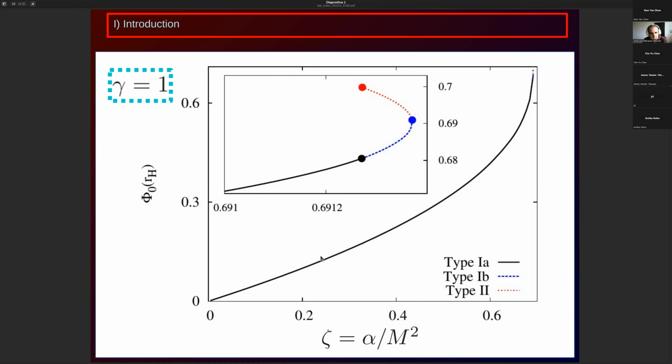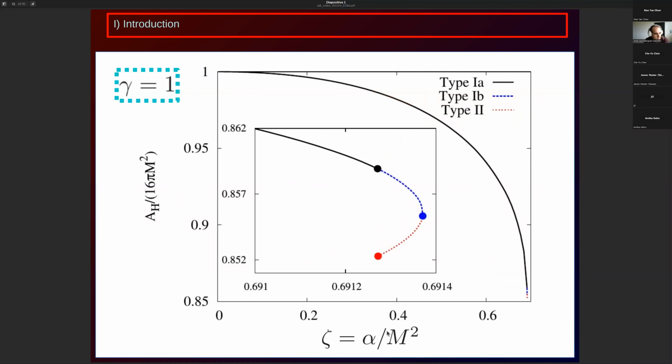So that's the idea, that the space of solutions, at least when you scale in the mass, is bounded in this way, with some upper limit of the alpha over m squared coupling. Okay. Of course, you can plot this in different ways. You can study different properties. For example, the area, the same idea. Okay.